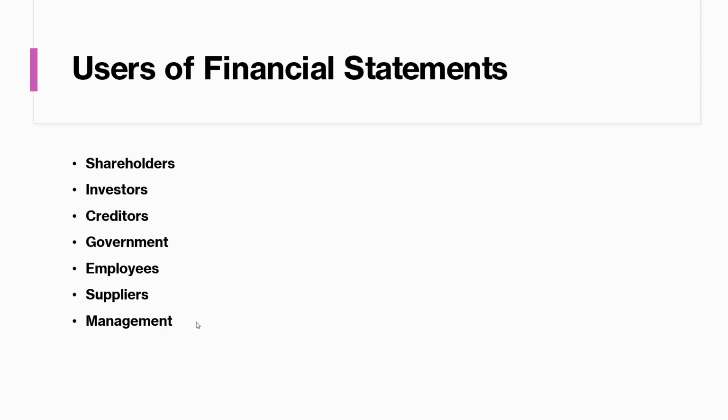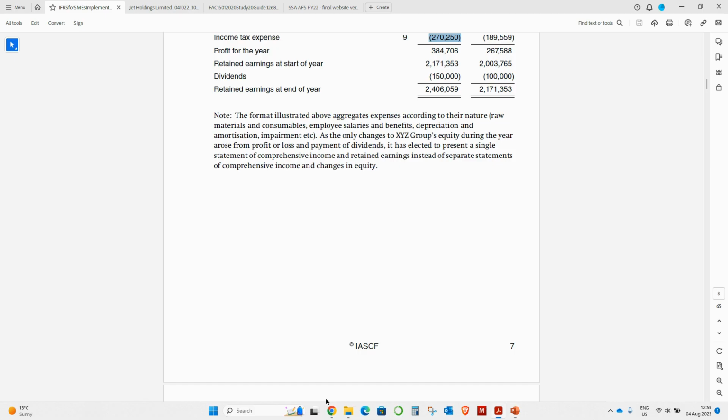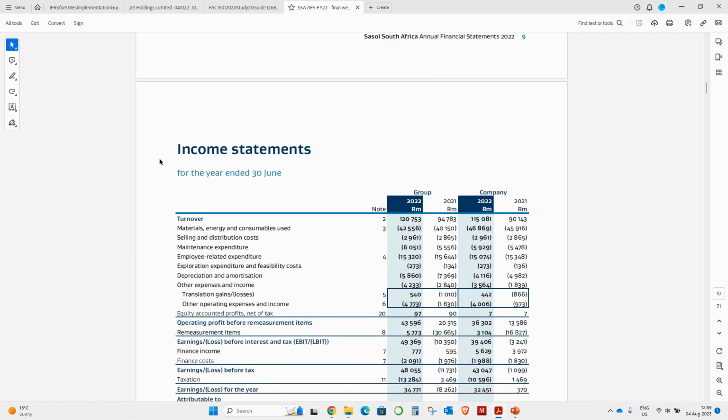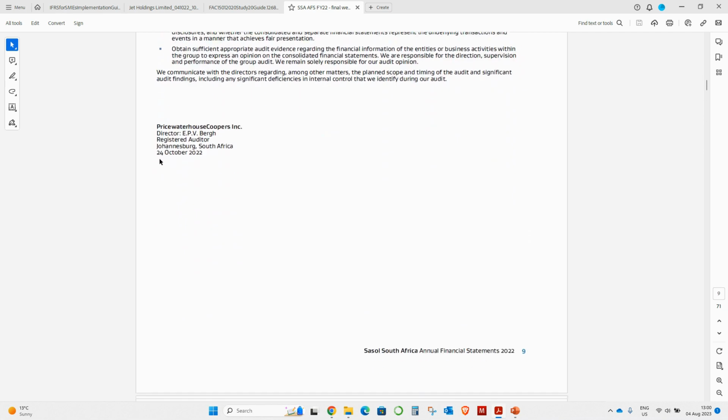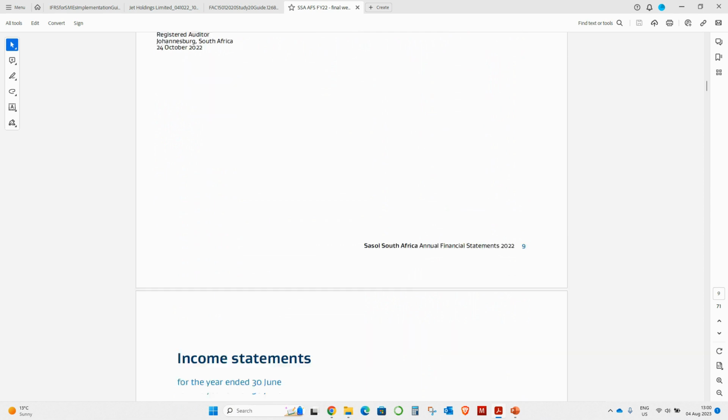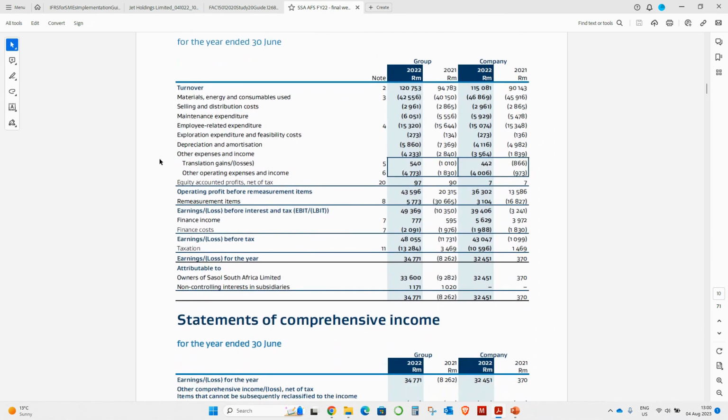And I've also opened up the financial statement for Sasol, our energy company. Let's say for instance you decide you want to invest in Sasol. You want to see how they're performing. You'll see that, okay, they had a nice turnover of 120 billion. And then you go and check, oh yes, they still have nice profits and also they are paying dividends, you see.